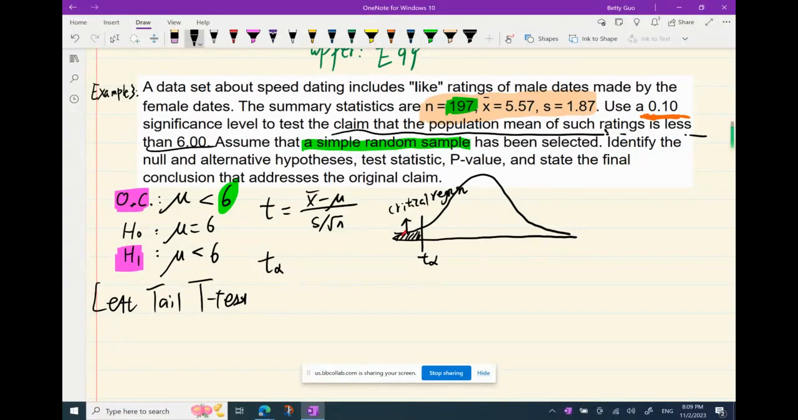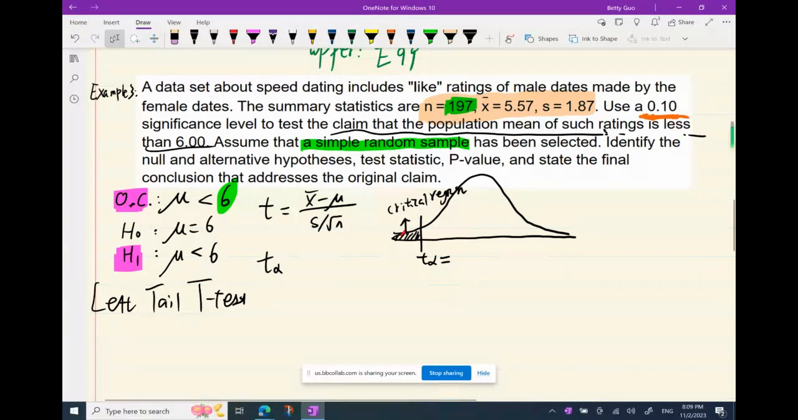Okay, so let's see, how do we find the critical region? The area of the critical region is 10%, 0.1, very large. Yet knowing this curve is not Z curve, it's T curve. We're doing T tests. The T curve has a degree of freedom 196. Degree of freedom is n minus 1. N, the sample size, is 197, minus 1 is 196.